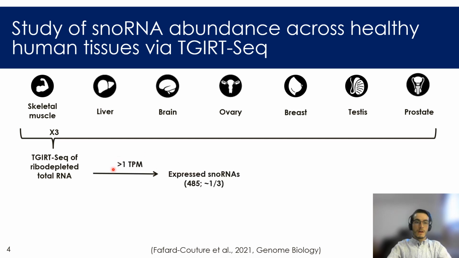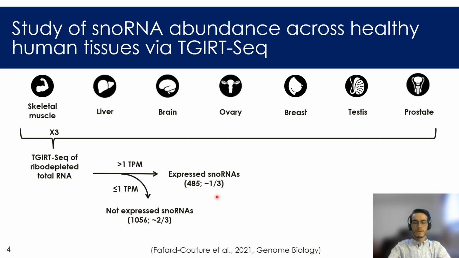when we filtered snoRNAs based on their abundance, so greater than 1 transcript per million or TPM in at least one of these tissues, we found that only a third of all annotated human snoRNAs were expressed in these tissues. And of course, two-thirds of the other snoRNAs were not expressed in these tissues.